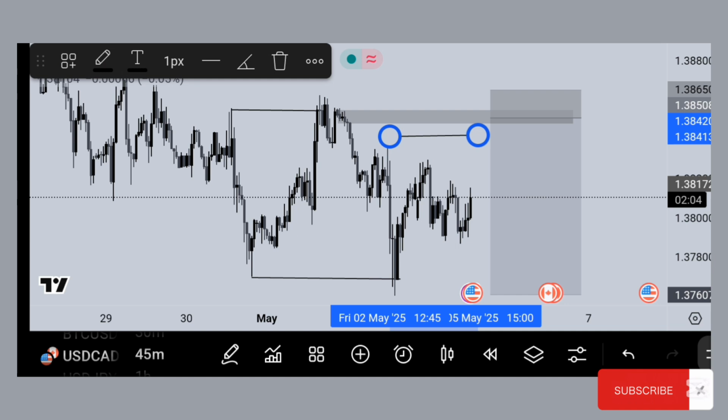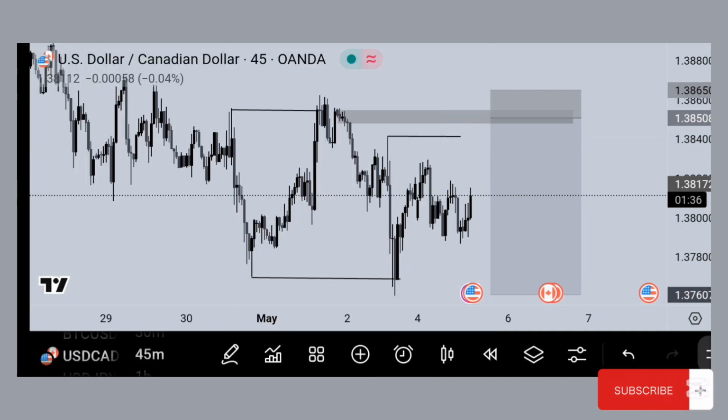I think I have one more pair. Looking at all, especially the one of Nasdaq and this USD CAD, it wasn't even up to 40 seconds or 30 seconds. I finished analyzing this chart.